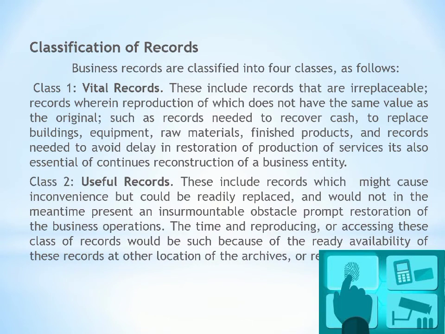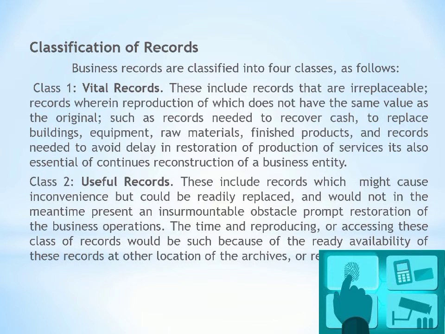So these are the classification of records. Business records are classified into four classes as follows. First is the vital record. This vital record includes the records that are irreplaceable, records wherein reproduction does not have the same value as the original, such as the records needed to recover cash, to replace buildings, equipment, raw materials, finished products, and records needed to avoid delay in restoration of production or services. It's also essential for continuous reconstruction of a business entity.